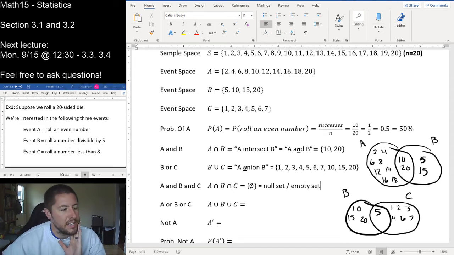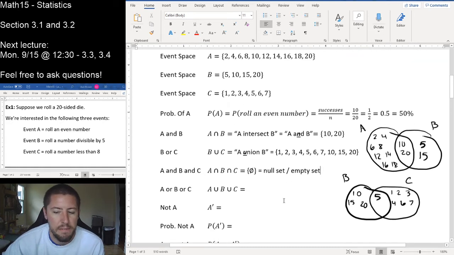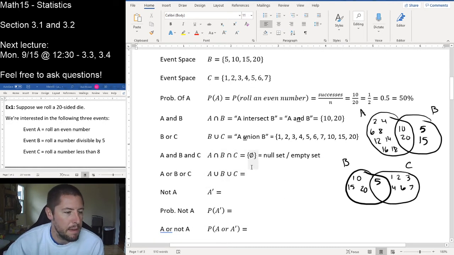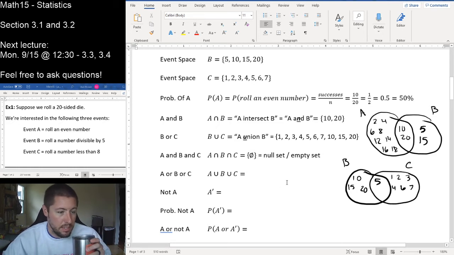Right? This is just my way of saying there is nothing that satisfies this intersection right here. If we were to make a Venn diagram of these three circles overlapping, there would be nothing in that centermost part that's shared by all three. There is nothing there.